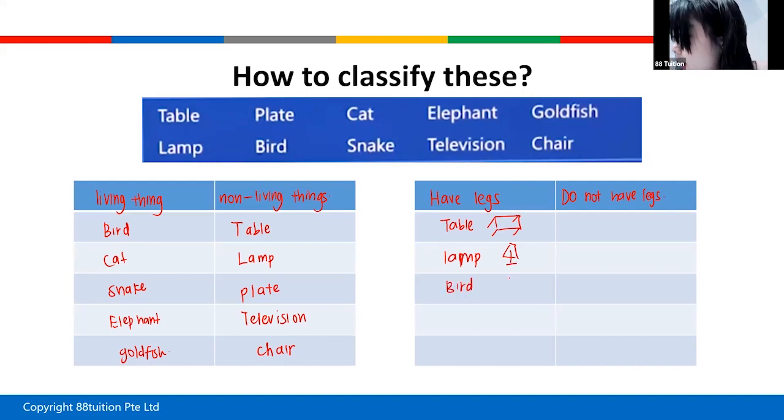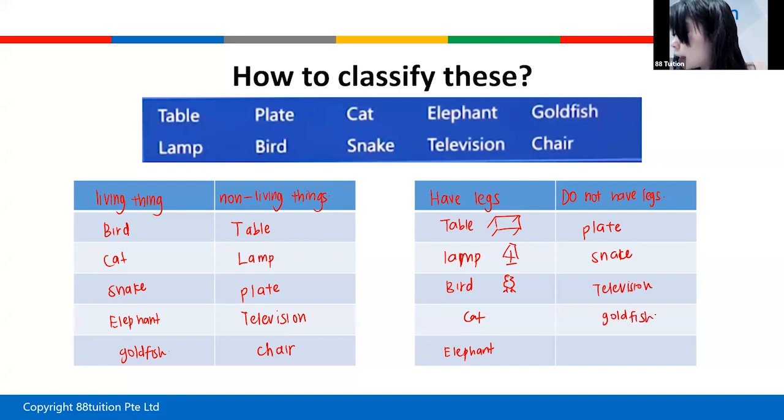The bird has legs. If I were to draw, you can't really draw a bird, but it has legs. The cat, as I mentioned just now, has 4 legs. The elephant has legs as well. All right, the rest of the objects you'll realize do not have legs. The snake does not have legs. The television does not have legs. The goldfish does not have legs. Sorry, I have to put chair here. All right, so this is actually another way to classify the objects, the characteristics of having legs and not having legs. So these are 2 ways that we can classify the objects in the table.